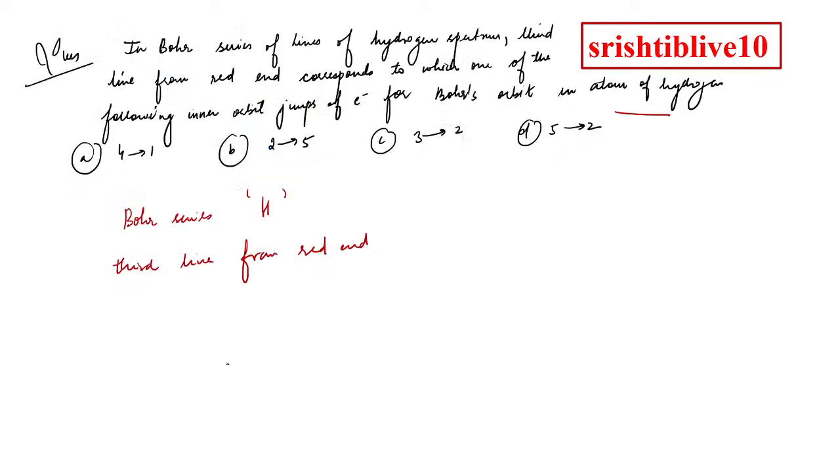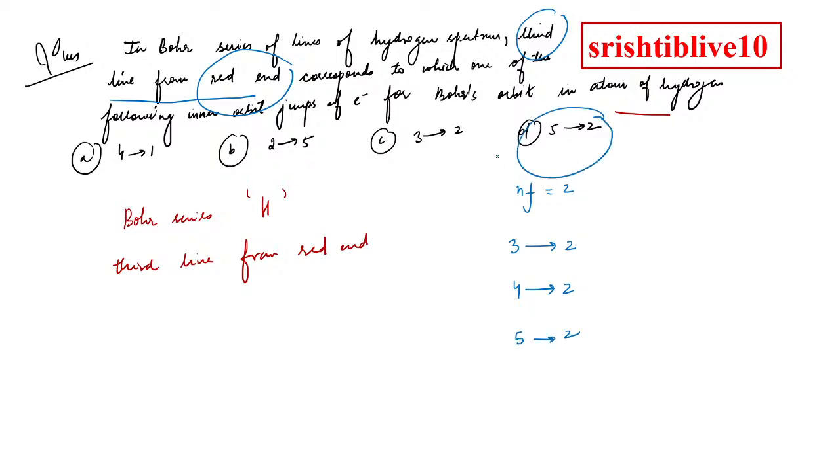That means I have to tell the third line from red end. Red end basically is telling you that it's a visible spectrum and we have to consider Balmer series. So, third line from red end. If n final is equal to 2, the first line is going to be 3 to 2, second line 4 to 2, third line 5 to 2. Yes or no? Can I say option D is the correct answer?